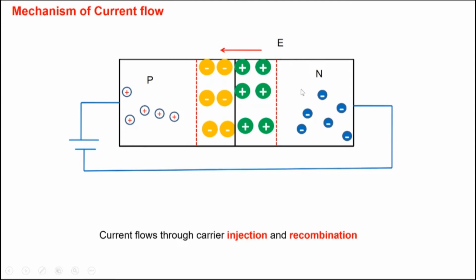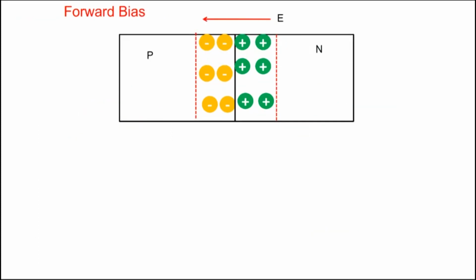Holes get injected into the N-type and recombine here. Electrons get injected into the P-type and recombine here. And so injection and recombination is occurring. And in the external circuit, we saw what happens here, resulting in a current that flows there. So that's forward bias. That's how current flows, in simple terms.